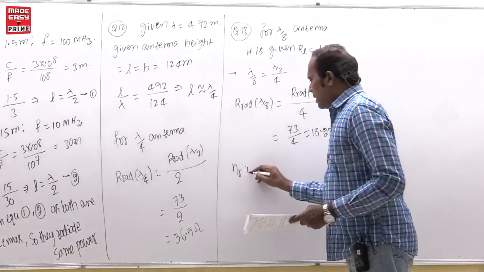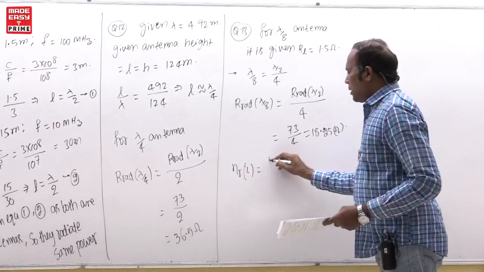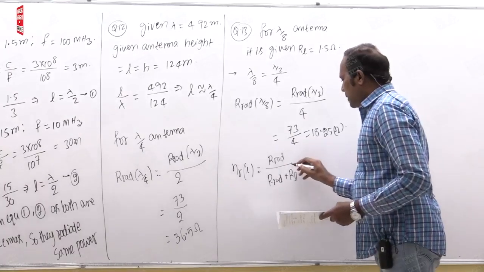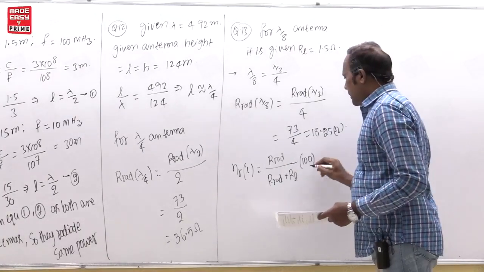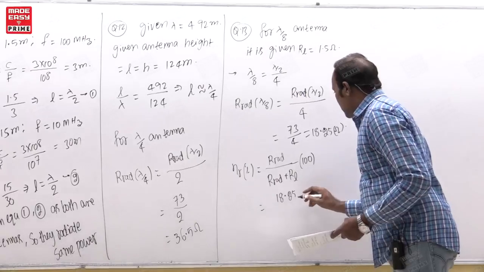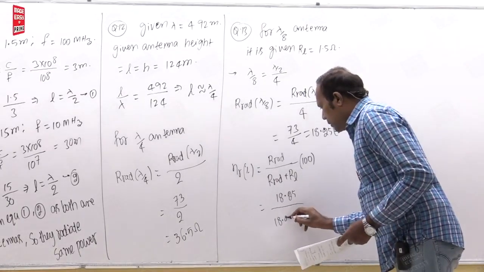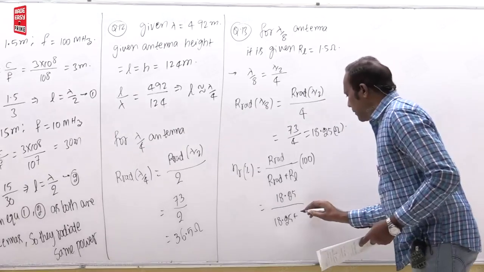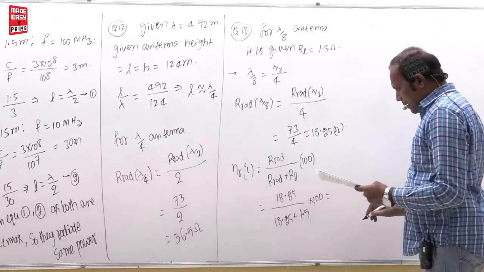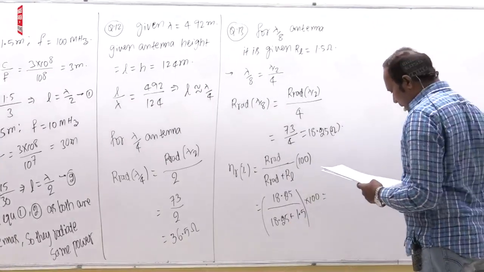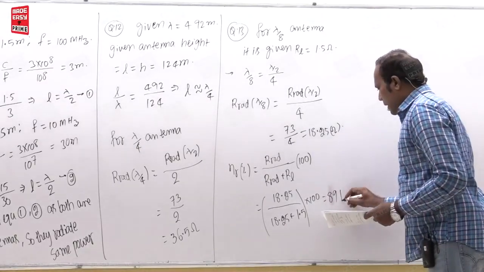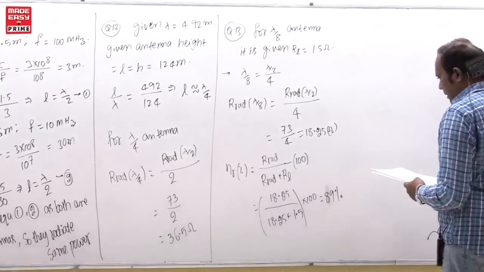Now radiation efficiency in percentage is equal to radiation resistance divided by radiation resistance plus loss resistance, into 100%. So the radiation resistance is 18.25 divided by 18.25 plus the loss resistance given there, 1.5, into 100. So the percentage you get is approximately 89, dear students, 89% you get, right? So 89%, that is the answer.